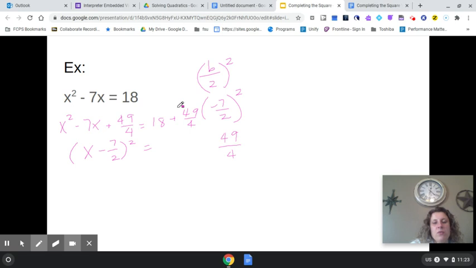And to simplify this right side, I would need a common denominator of 4. So if I rewrite 18 over 1 with a common denominator of 4, I'd multiply both the top and the bottom by 4. 18 times 4 gives me 72. So 72 fourths plus 49 fourths. That gives us 121 fourths.